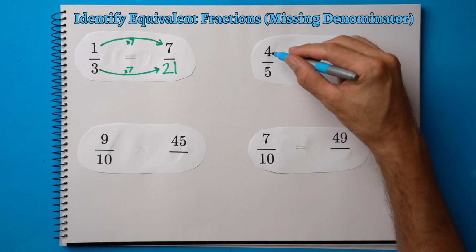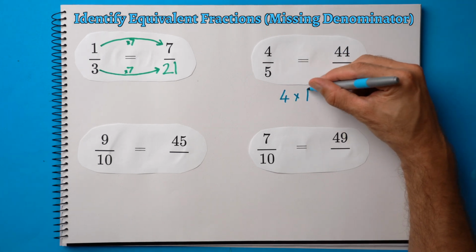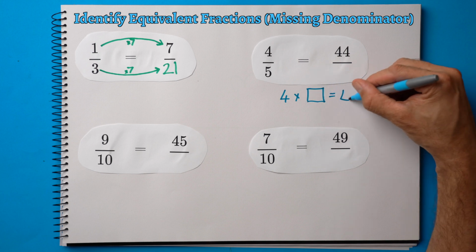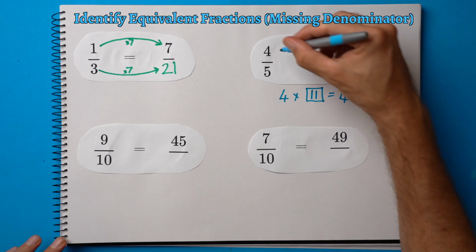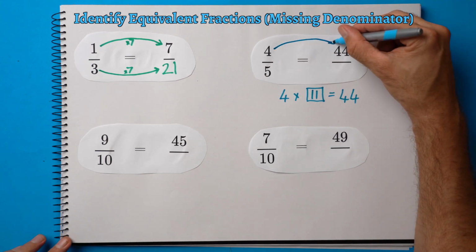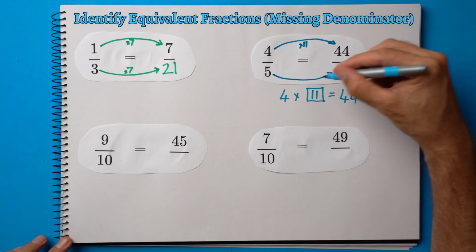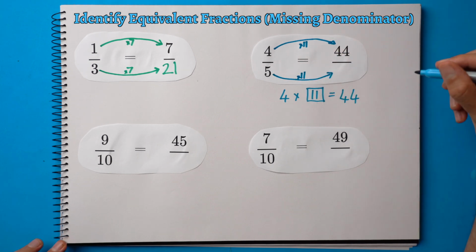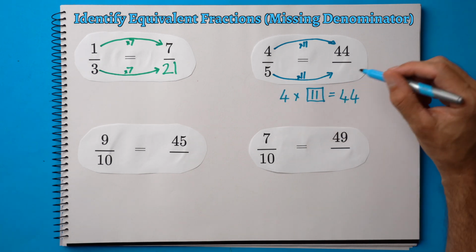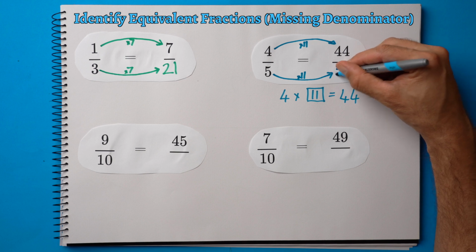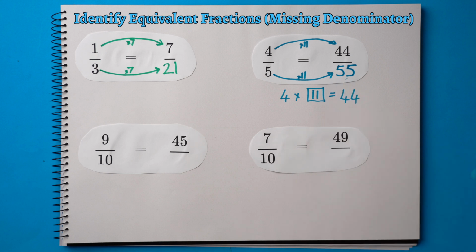Next one. Okay, so 4 to get to 44. 4 multiplied by what number equals 44? Well, it's 11. So this is why it really helps if you do know a few of your basic number facts, because it just saves a lot of time. 5 times 11 is 55. So I can convert this fraction into this fraction.